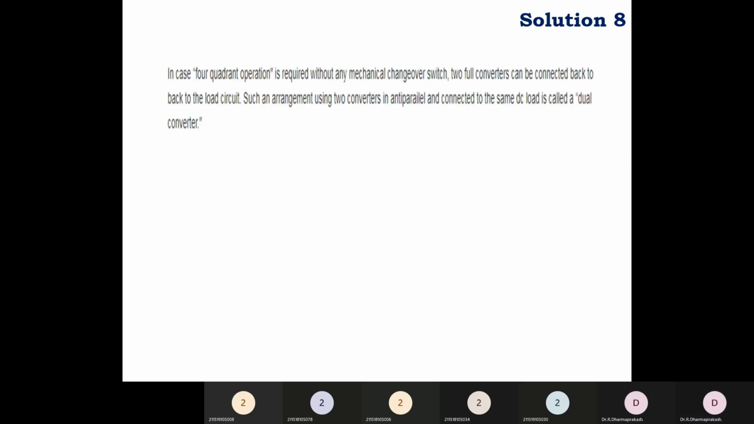Right? In case four-quadrant operation is required without any mechanical change of switch, 2 full converters can be connected back to back to the load circuit. Such an arrangement using 2 converters in anti-parallel connected to the same DC load is called a dual converter.